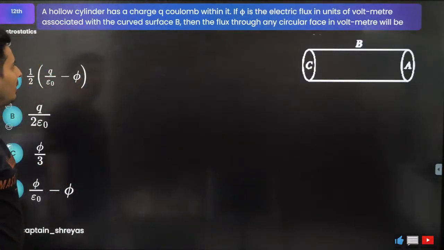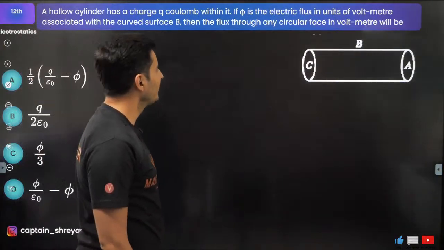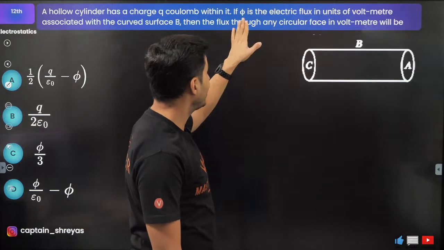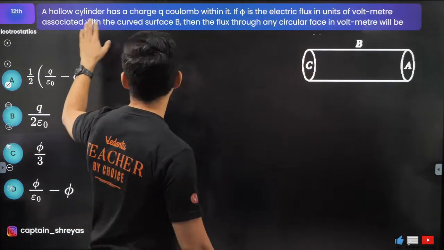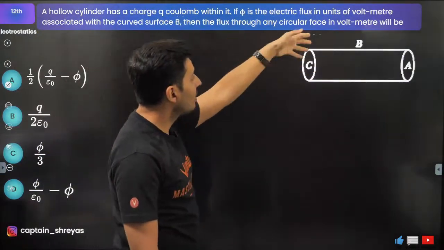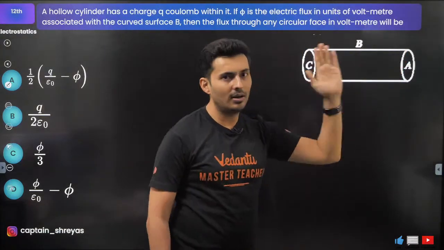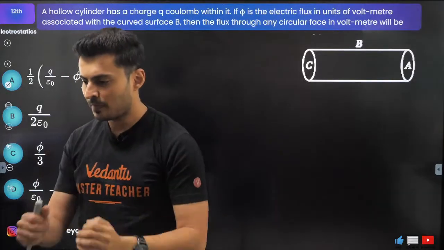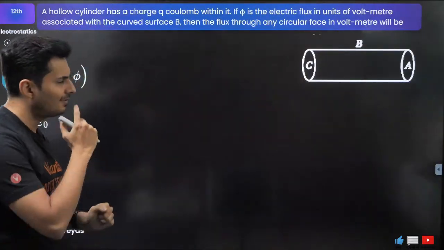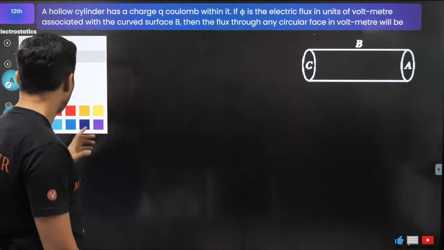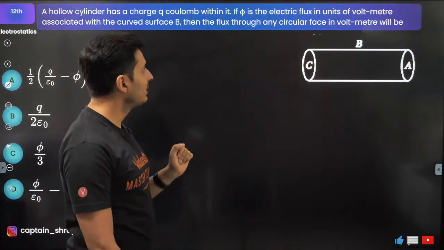Okay, so we have a hollow cylinder of charge Q coulombs with it, and phi is the flux in SI units with the curved surface only. How much is the flux through any of the flat surfaces? Okay, options are given, but even without the options, you should be able to do it.